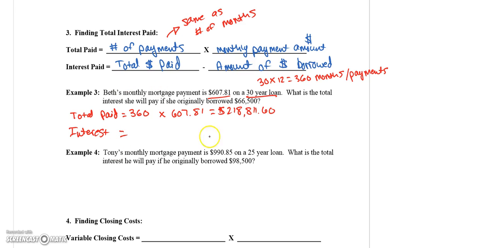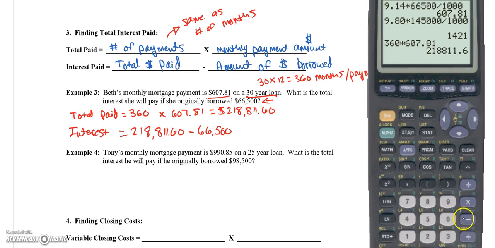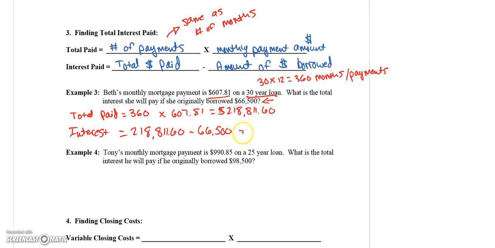And then the interest that I pay equals the total amount paid. Well, that's what I just calculated. So I take that number and I subtract the amount of money that I borrowed. We borrowed 66,500. So I subtract 66,500 and we get 152,311.60. It's a lot of money. You pay a lot of interest over 30 years. If you want to try number 4, you can pause and then come back and check your answer.